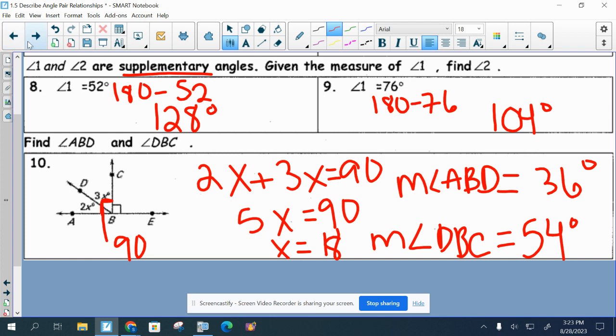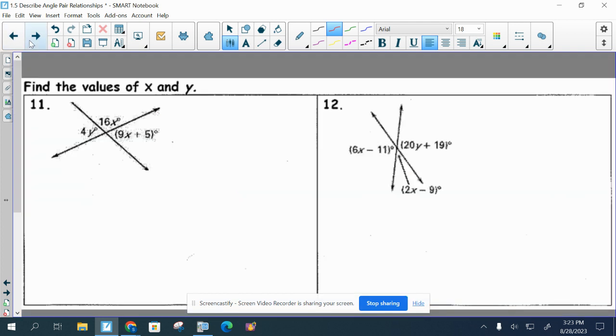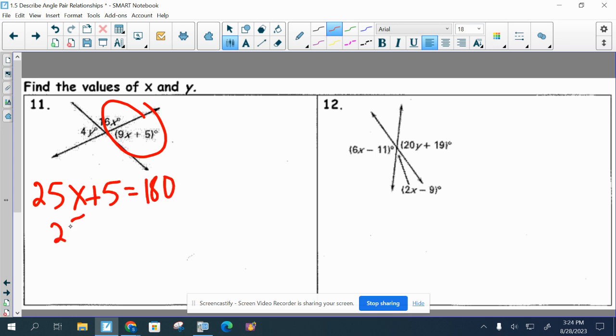Okay, and let's do the last questions. It says find the values of x and y. So I can't find y yet. I have to find x first, because if I try to set these two equal to each other, since they're vertical angles, we'll have 2 variables. So first we'll need to use the fact that these are supplementary, so we'll add them up and equal to 180. So if I add those two up, 16x plus 9x is 25x, plus 5 equals 180. Subtract 5 over and get 175. So then x would be 7.